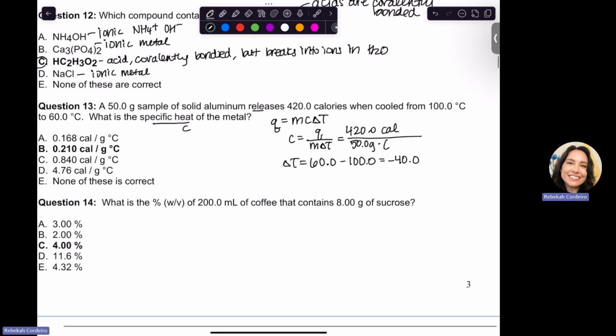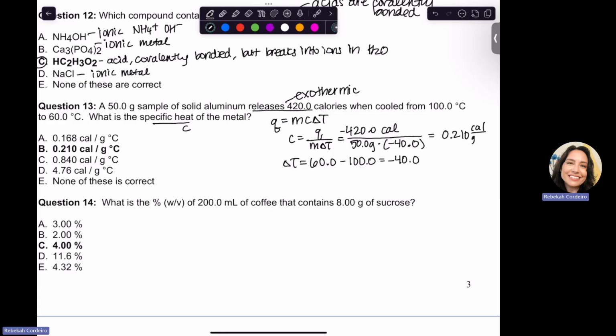Now, when it says releases, that means that the Q is actually negative. So that's why these negatives will cancel. Because negative Q, this is exothermic. So that means we're releasing that energy. Exothermic. So we should get 0.210. And if we look at our units, they should work out to the units of the answer.